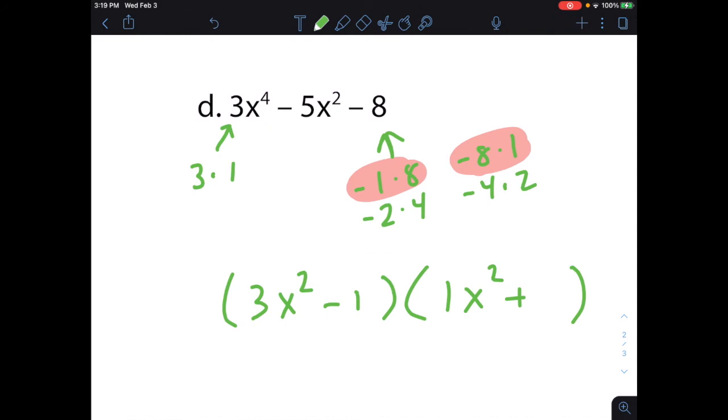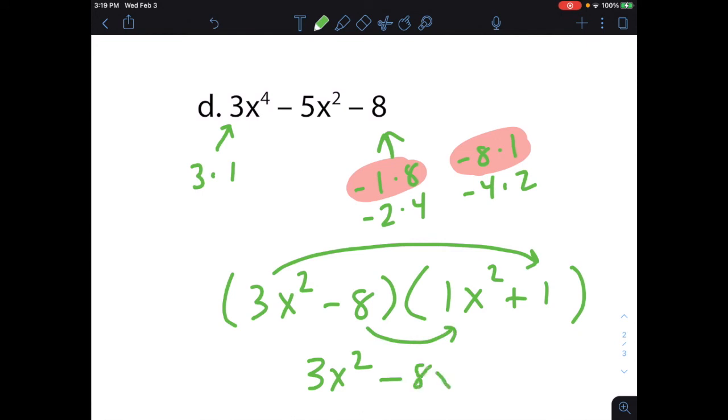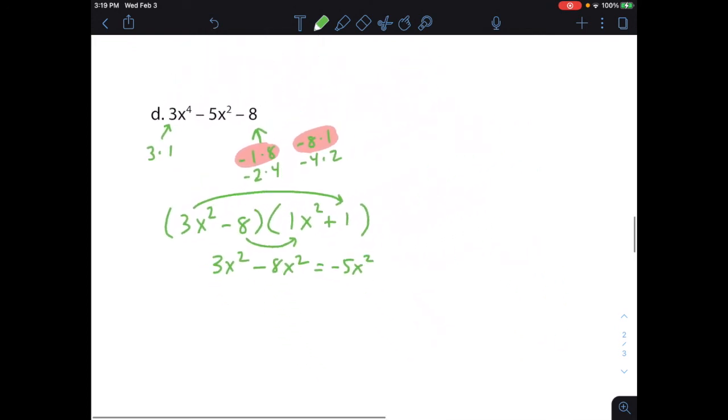But let's just flip those around. Let's put the 8 here and the 1 here. So when I distribute there, I get 3x squared. And when I distribute here, I get -8x squared. And that equals -5x squared. So there we go. That's another way to think about it.